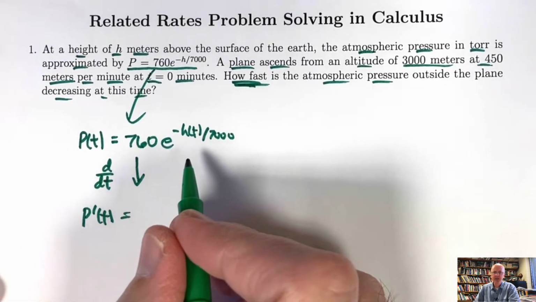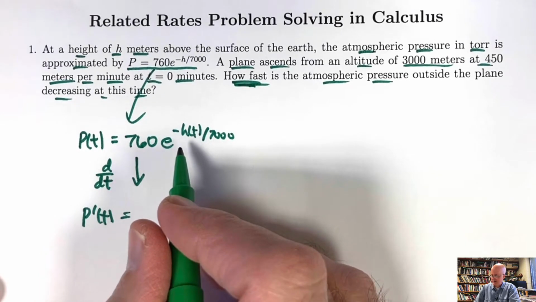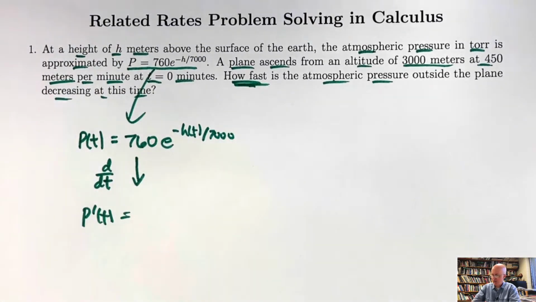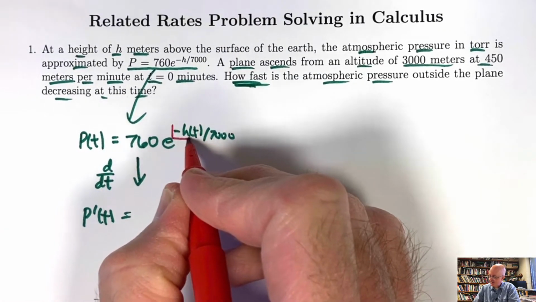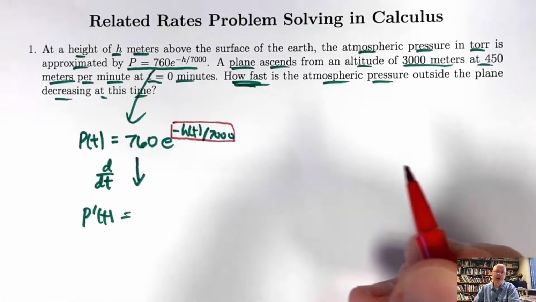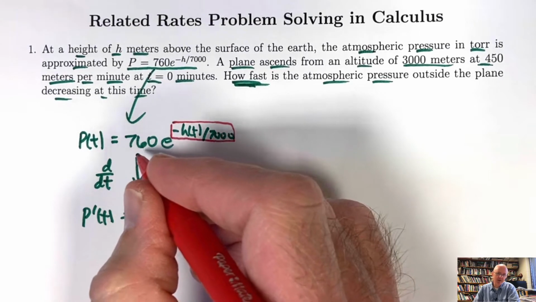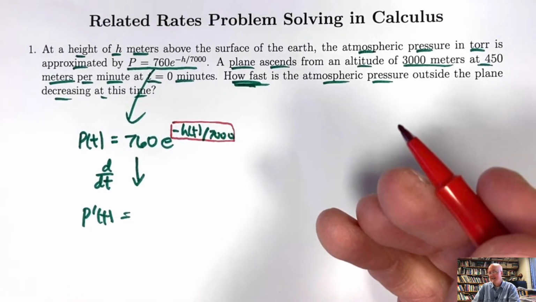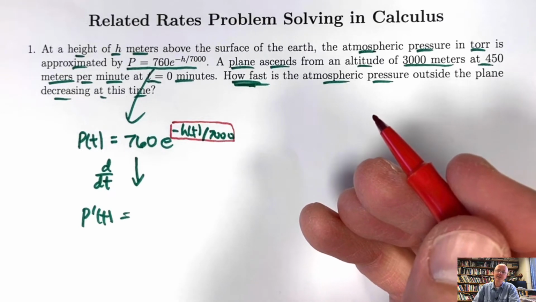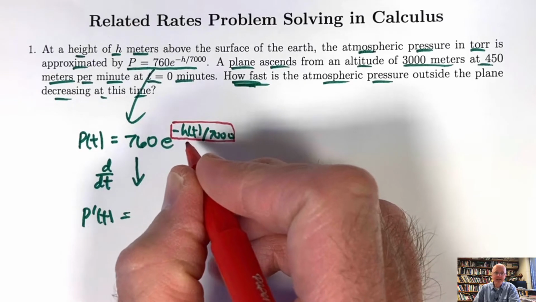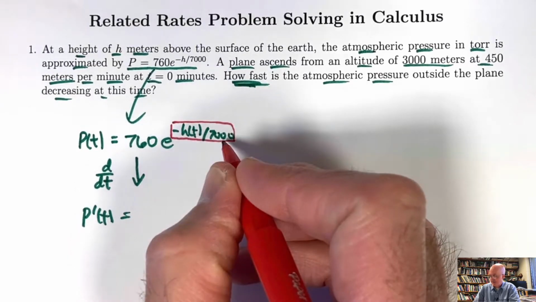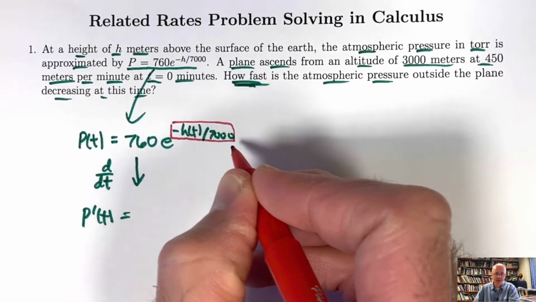But how do you differentiate the right-hand side? Doesn't look so easy, and in fact, how can you do it when you don't know H of t? Take a breath. You should know the chain rule by now if you're watching this video. We are going to make use of the chain rule a lot. What we have here is the composition of two functions. Say 760 e to the x, you might say, as the outside function. I know, of course, you don't see any x's, but think that way. And the inside function, x, would be what I've circled here, negative H of t over 7,000.